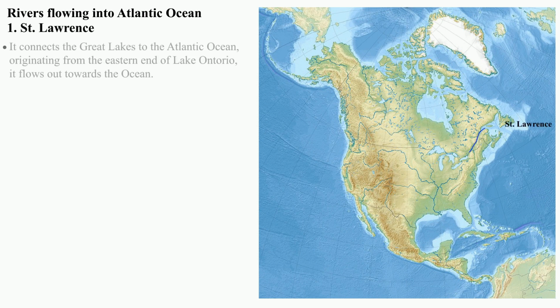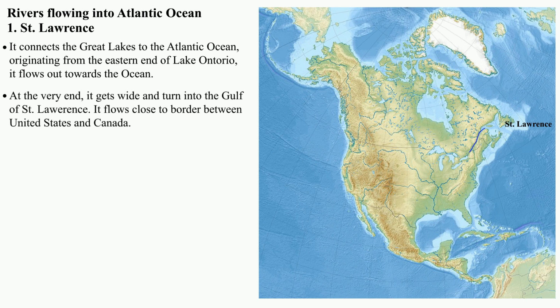St. Lawrence River. It connects the Great Lakes to the Atlantic Ocean, originating from the eastern end of Lake Ontario, and it flows out towards the ocean. At the very end, it gets wide and turns into the Gulf of St. Lawrence. It flows close to the border between the United States and Canada.